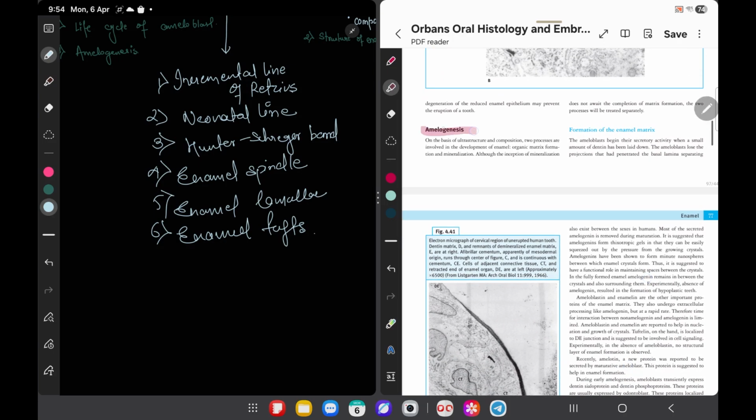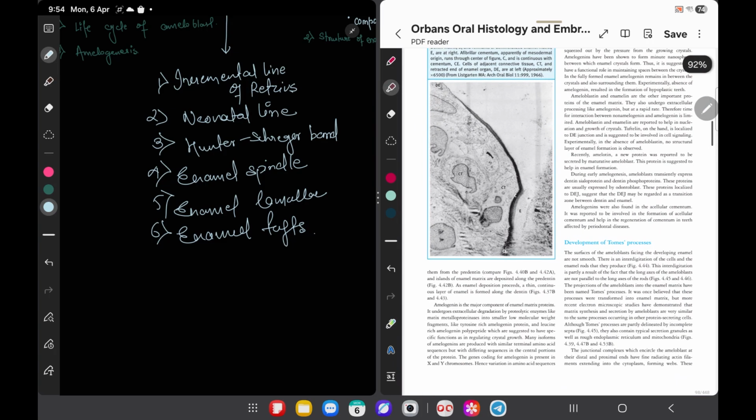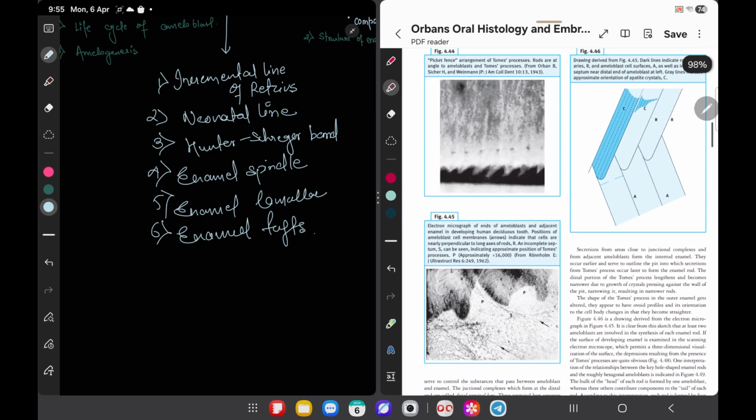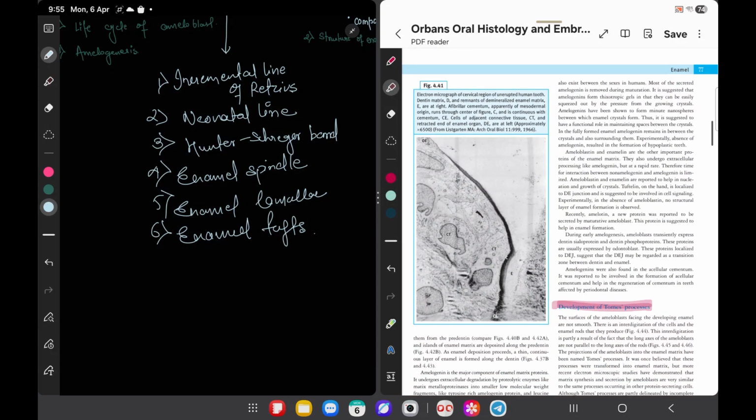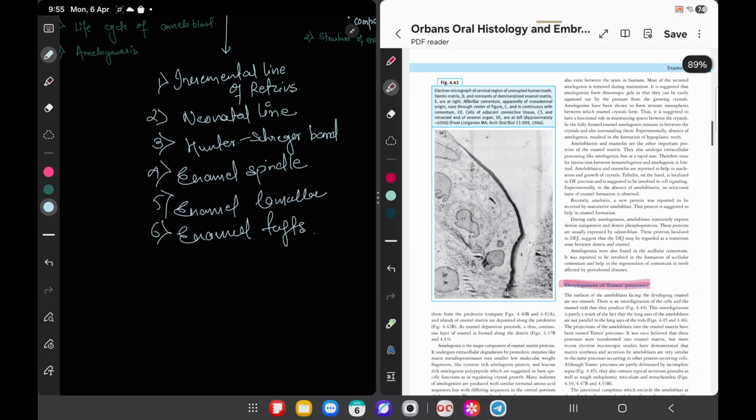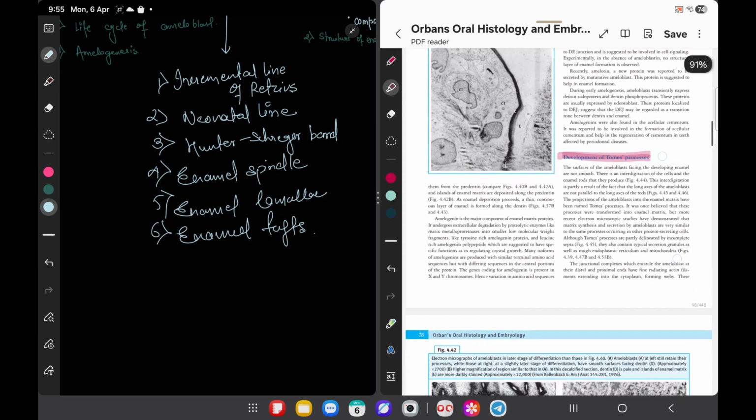Now, amelogenesis. Amelogenesis is a very important topic because it is asked in long questions quite often. The whole amelogenesis process, all the steps, formation of the enamel matrix, development of the Tomes process, every step of amelogenesis is important, and you have to practice this multiple times because people often miss some steps or points, which can get your marks reduced. How enamel is formed, how mineralization is done, what kind of mineralization is done, everything is important in amelogenesis.